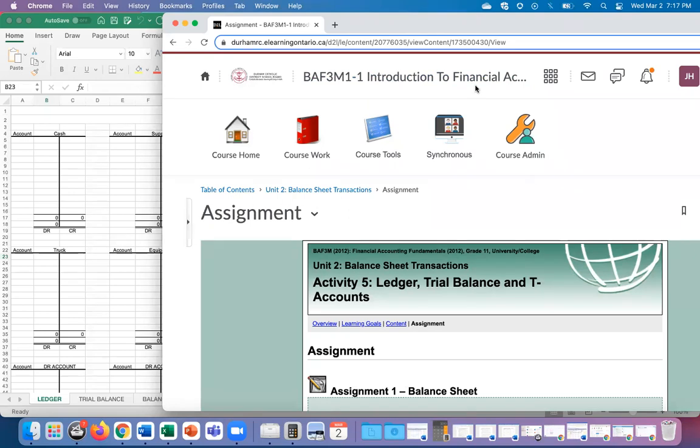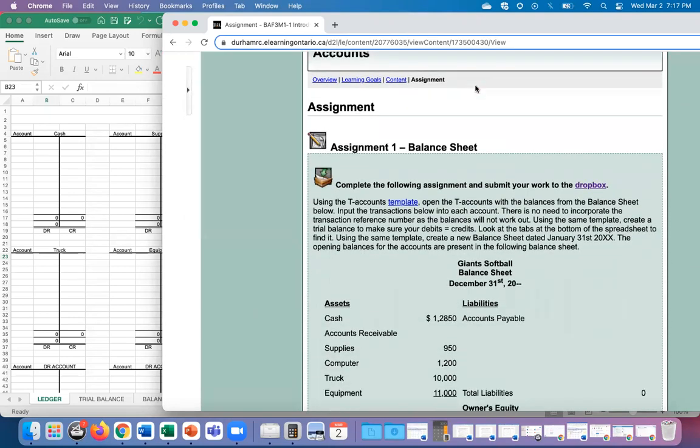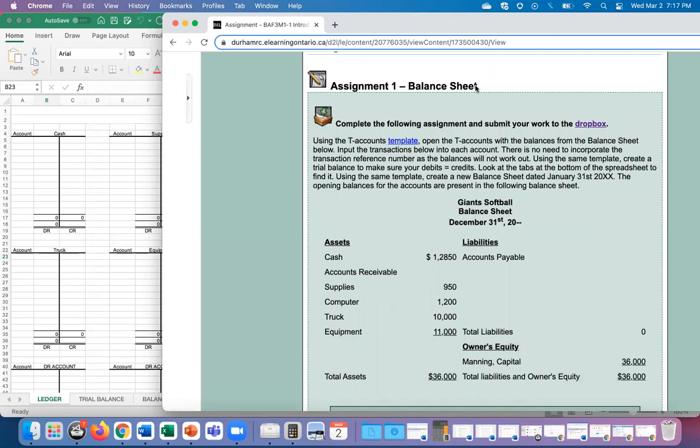So what we're going to do is go down and look at the stuff that they have provided for us. Once we've talked about what that is, then we can get into the steps that you need to take to complete this.